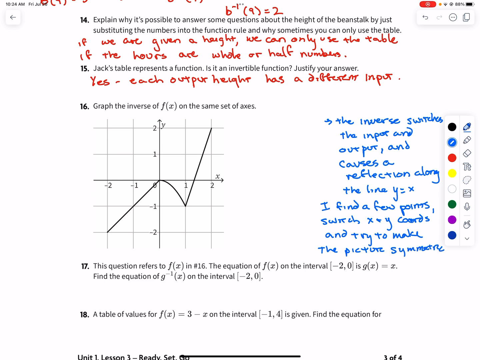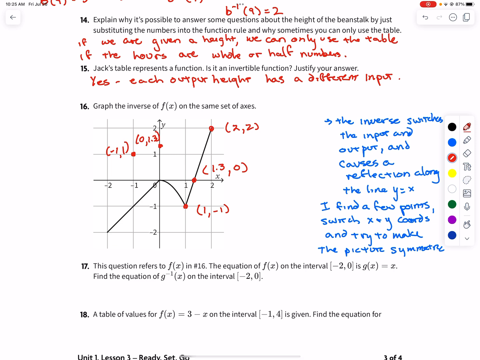I know that's a lot of writing. You don't have to write it, but that's what I do. So the first point I'm going to try is (1, -1). I switch it to (-1, 1). Left 1, up 1. I'm going to plot the x-intercept. I'll call it 1.3. Notice it turns into a y-intercept. Up 1.3, and this point is (2, 2), so it doesn't go anywhere.